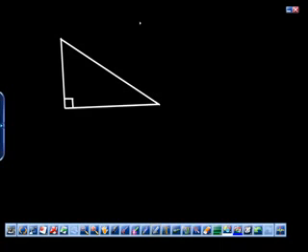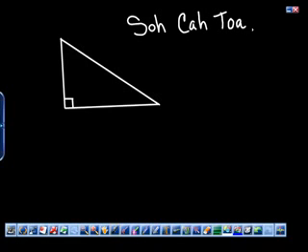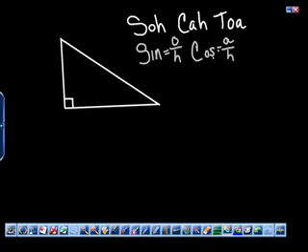And here's how you write SOHCAHTOA. So is the sine, and it is opposite over hypotenuse. Okay, ka, cosine, is adjacent over hypotenuse. And then toa is tangent equals opposite over adjacent.